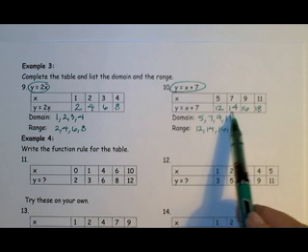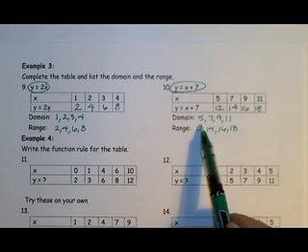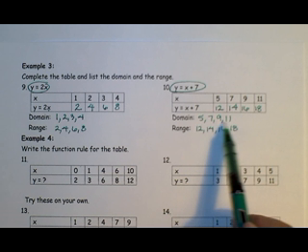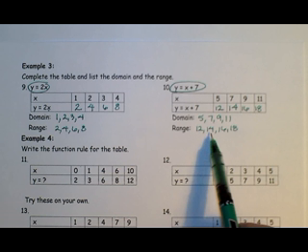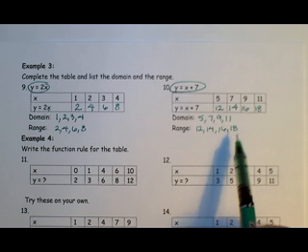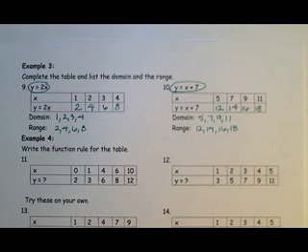12, 14, 16, 18. Our domain is 5, 7, 9, and 11, and the range is 12, 14, 16, 18. Hopefully you did really well. The next one's a little bit harder.